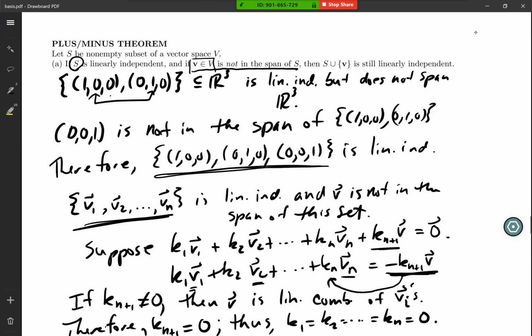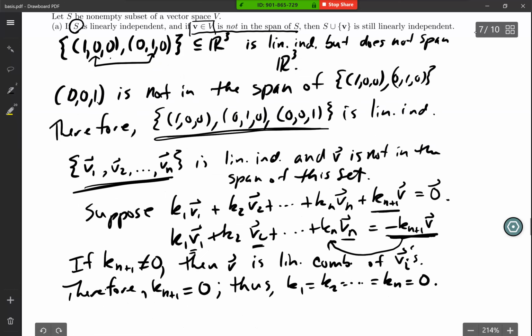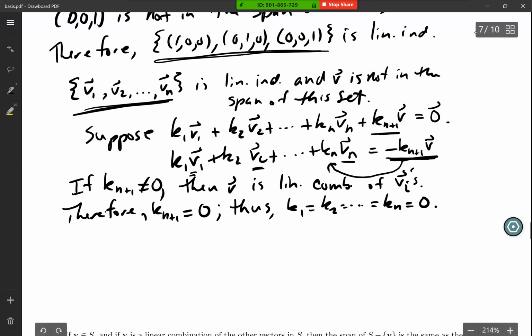If it's not in the span, it doesn't depend on the other vectors. So if I throw it in the set, it still remains linearly independent. And the idea behind the proof is what we talked about right at the end of class last time. Our actual technical definition of linear independence is that you start with a linear combination that gives you the zero vector.